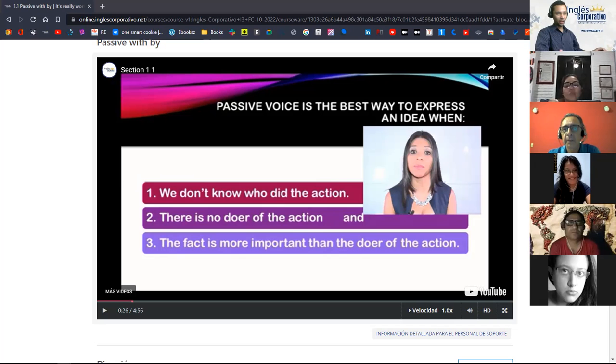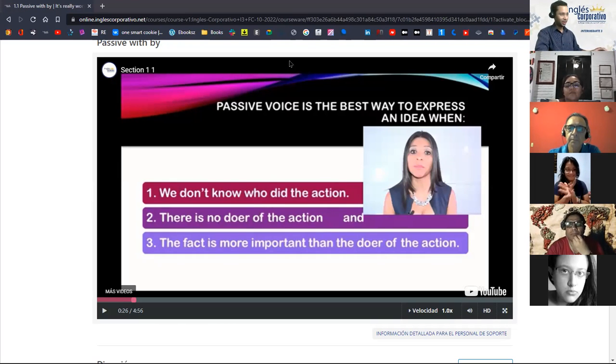La voy a poner acá, la voy a dejar en WhatsApp. Quien la quiera resolver, la puede resolver. Pero si ya está cansado o no tiene tiempo, igual la vamos a resolver en clase mañana. Pero si alguien dice, no, yo la voy a hacer, hágala, no hay problema. La vamos a poner. Okay.